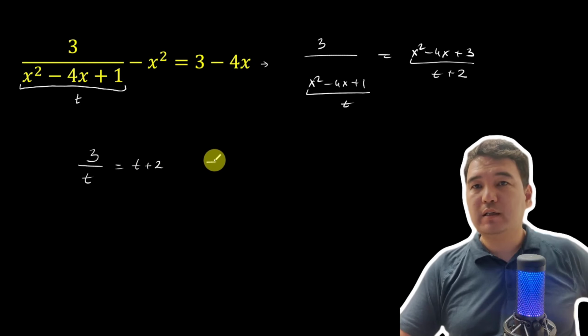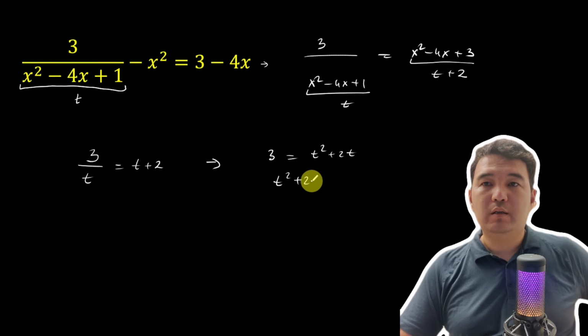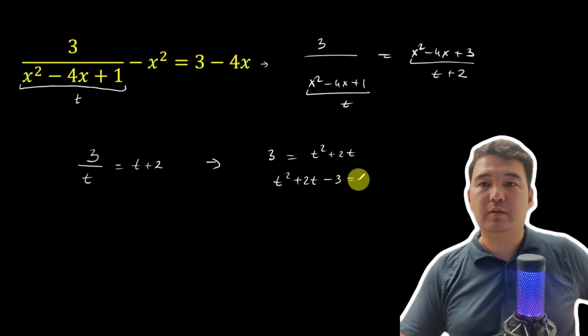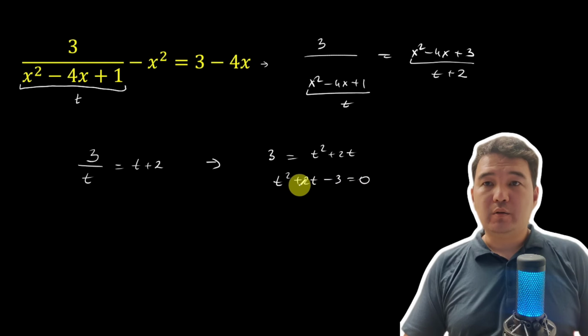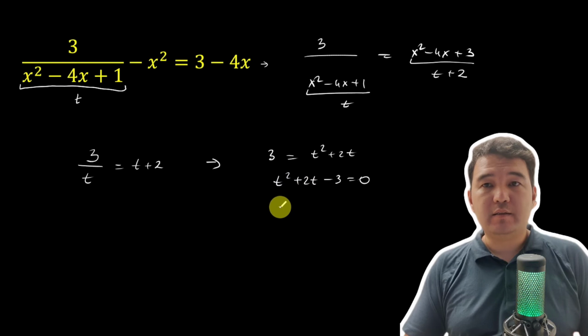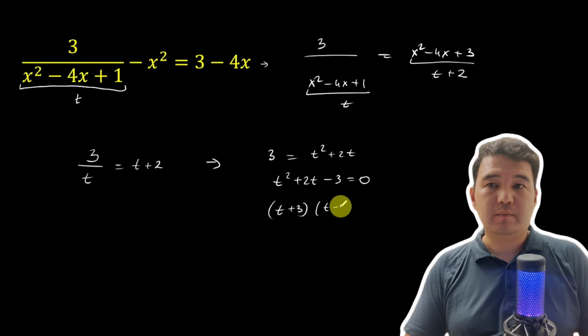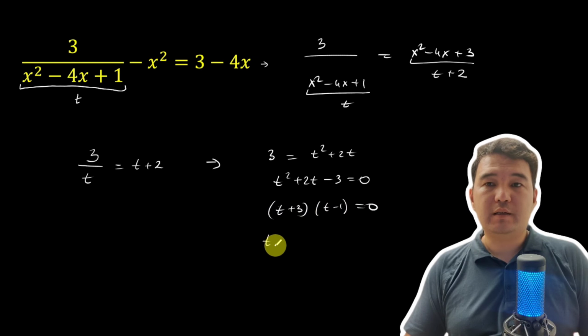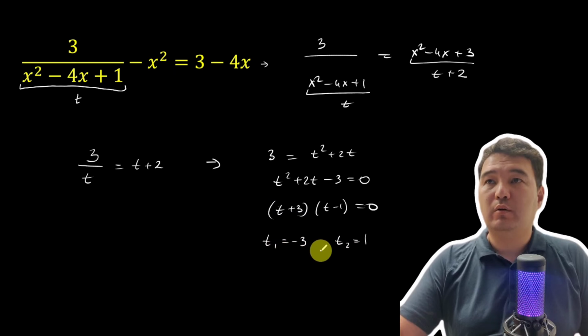So that's 3 is equal to t squared plus 2t, or t squared plus 2t minus 3 is 0. If you solve this equation, you can factorize it as t plus 3 and t minus 1. So the first t is negative 3, the second t is 1. So t could be negative 3 or 1.